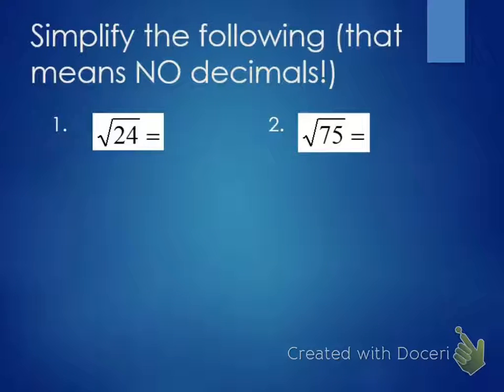What do you recommend we break 75 into? 25. 5 and 15. 3 and 25. Why do I prefer 3 and 25? Because 25 is a perfect square number.